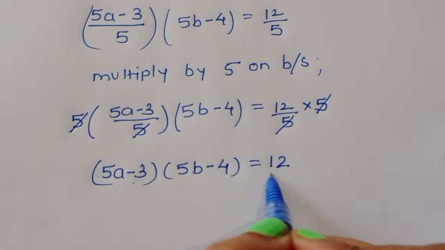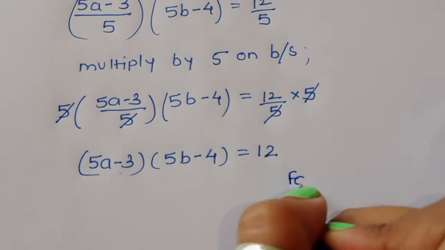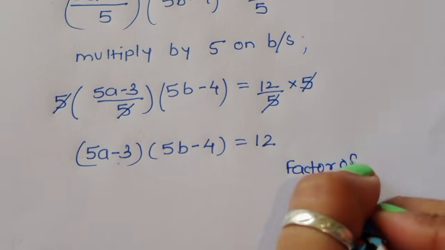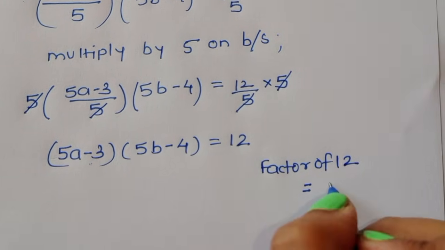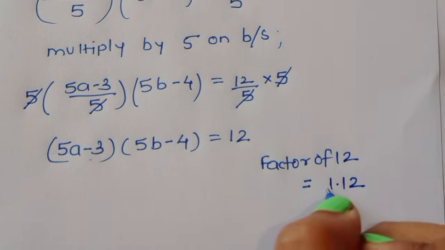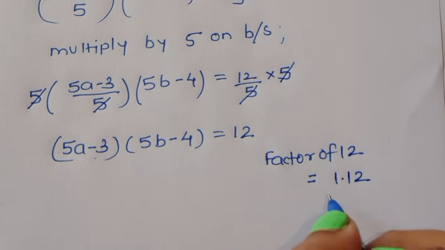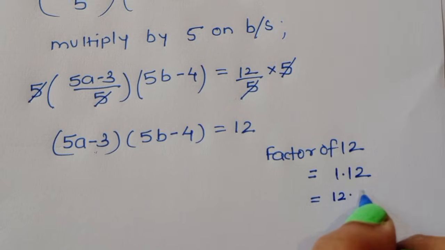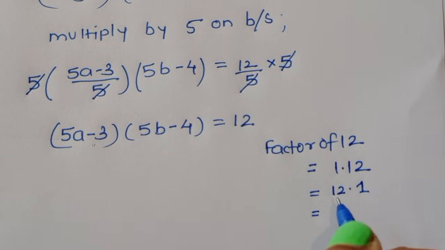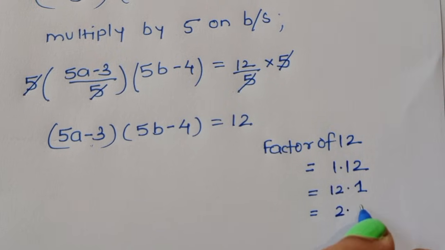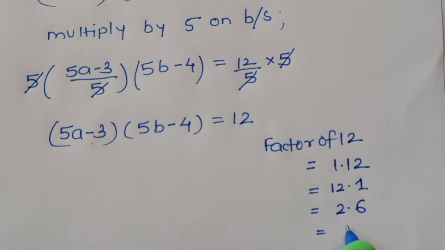Now we have to see the factors of 12. Factors of 12: 1 times 12 is 12, next 12 times 1 is 12, next 2 sixes are 12, 6 twos are 12.